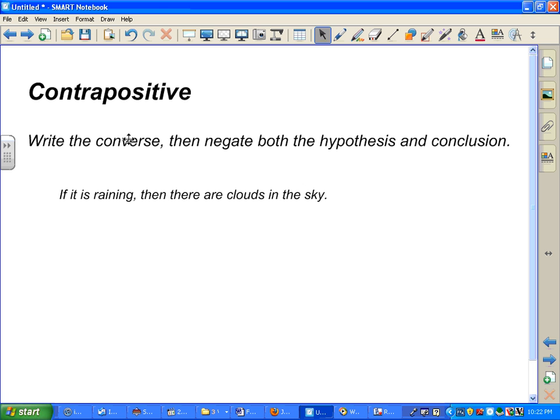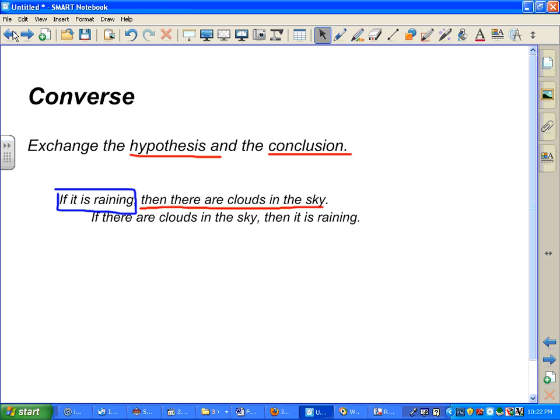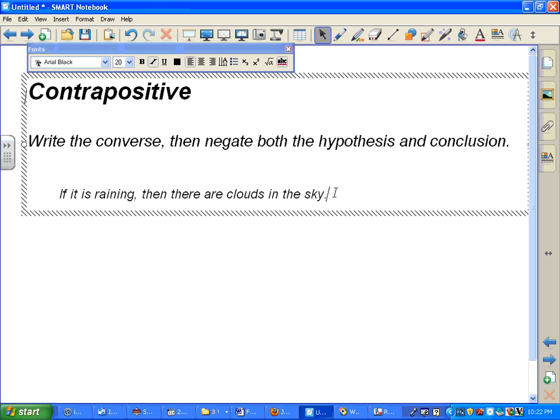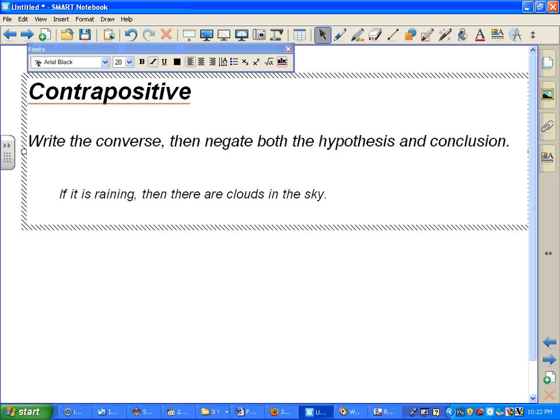So the first thing I have to do is write the converse, which if we go back here, converse: exchange hypothesis and conclusion. So I'm going to switch the hypothesis and conclusion, and after I've switched it, I'm going to negate it, I'm going to make them opposite. So this is going to be, if there are not clouds in the sky, then it is not raining.